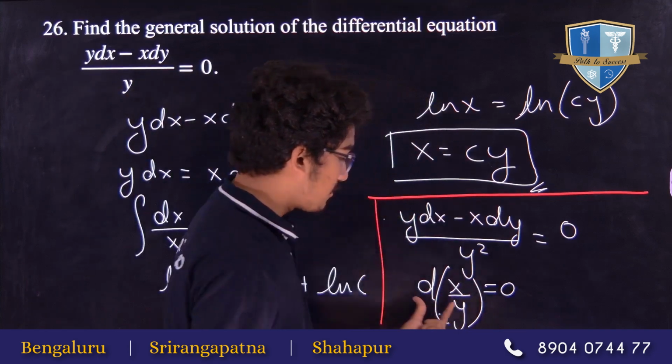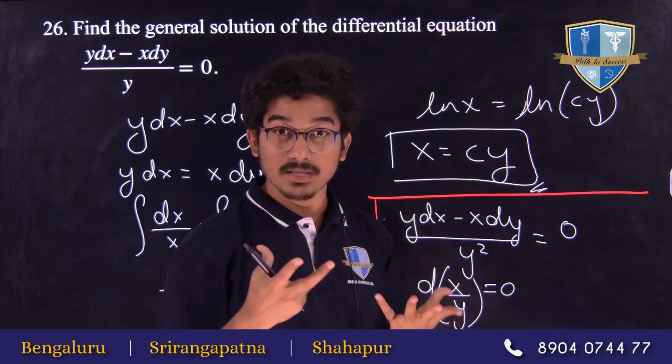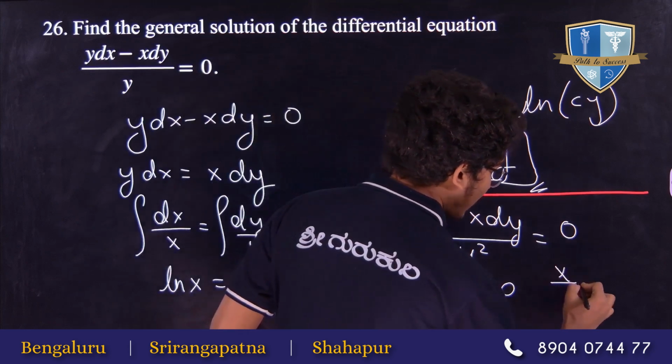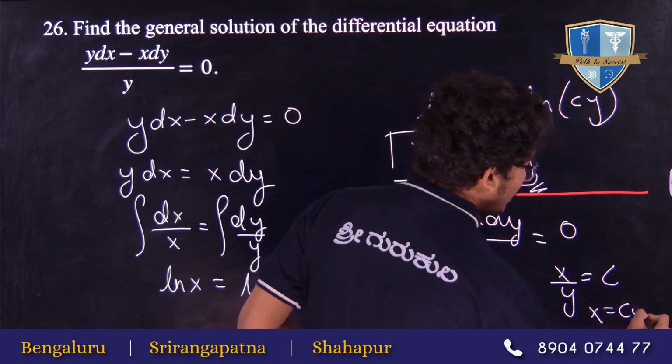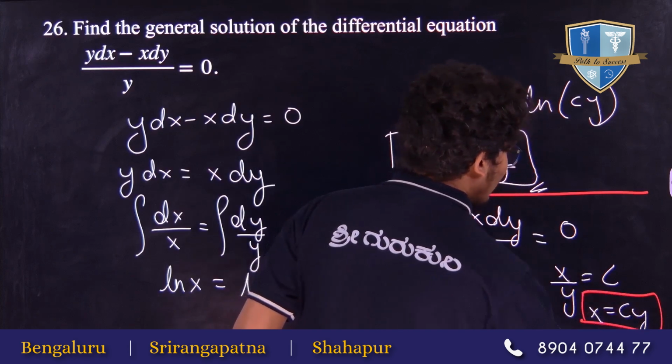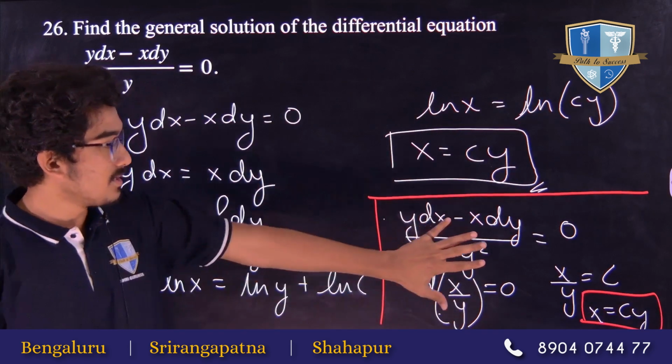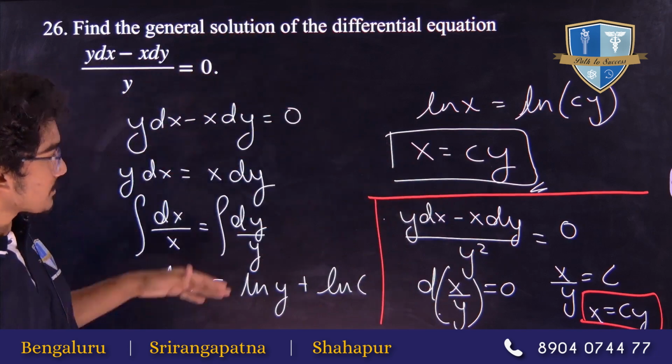So if the differentiation of some quantity is 0, it means that quantity should be constant, meaning x by y equals a constant c, which implies x equals c into y, correct? So there are two ways to solve this question. This is the simpler method and this is the natural method.